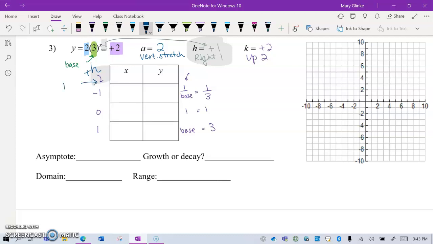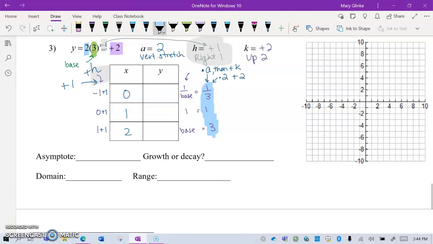So my X values here need to move right 1, so we're going to take and add 1 to each of these. So -1 plus 1 is 0, 0 plus 1 is 1, and 1 plus 1 is 2. Now your A and your K are going to go to your Y values. So upon your Y values, every single time after you create your 1 over B, 1 and B values here, you're always going to multiply by A, and then you're going to add K. So for each of these ones, we are going to multiply by 2, and then add 2 to them.